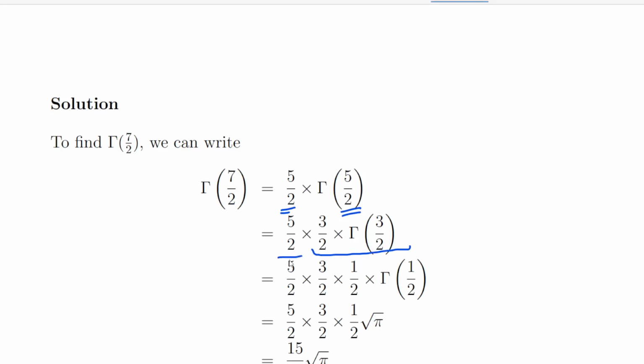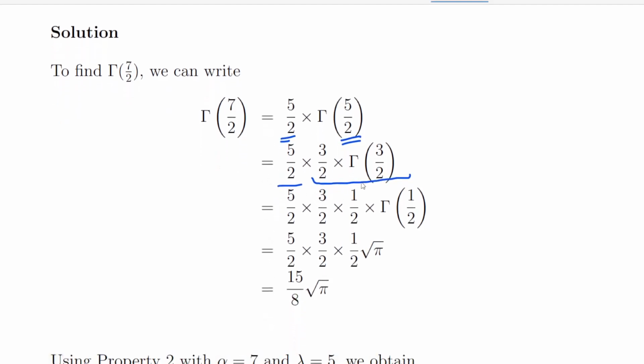Remembering that we have 5 over 2 there from the first iteration. And we can express the gamma function of 3 over 2 as 1/2 times the gamma function of 1/2. So essentially we telescope it out. The gamma function of 1/2 is simply the square root of pi. So this expression resolves into 5 over 2 times 3 over 2 times 1 over 2 times the square root of pi. Multiplying it out, we can express that as 15 divided by 8 times the square root of pi. So that is the answer to the first one.